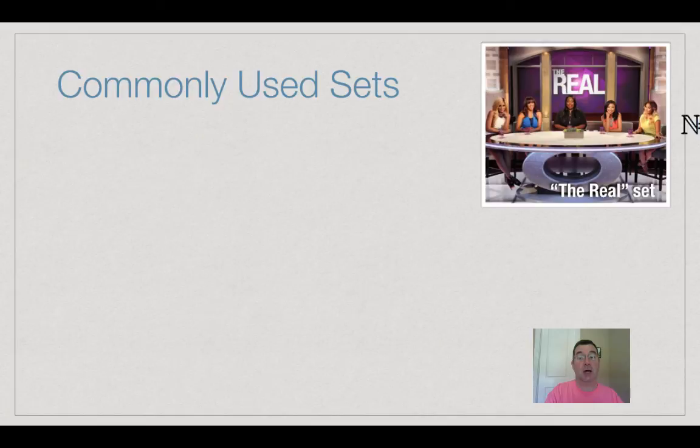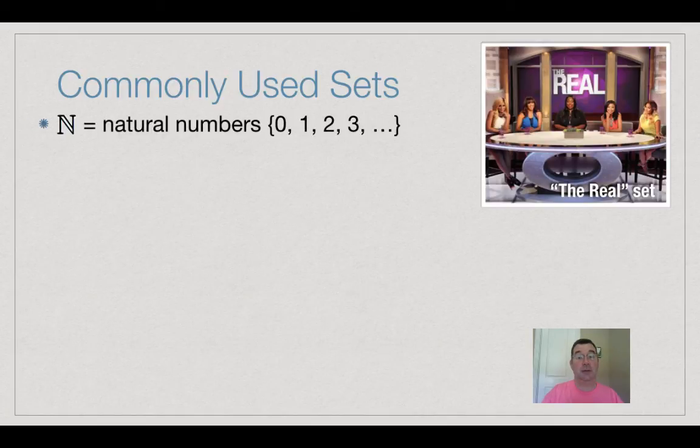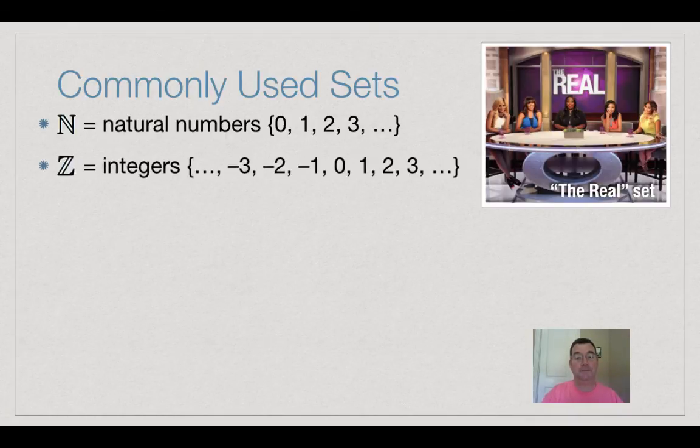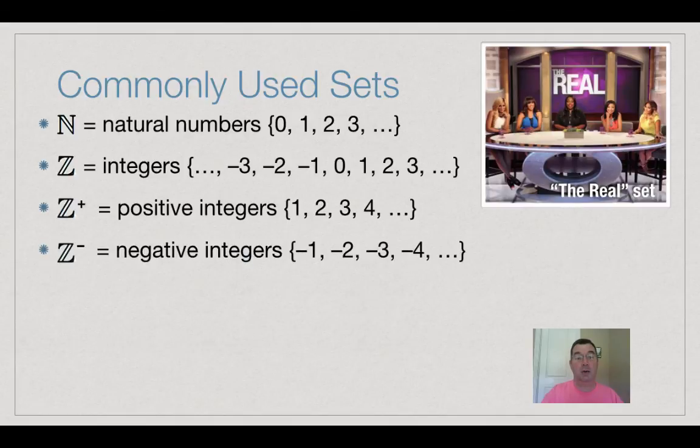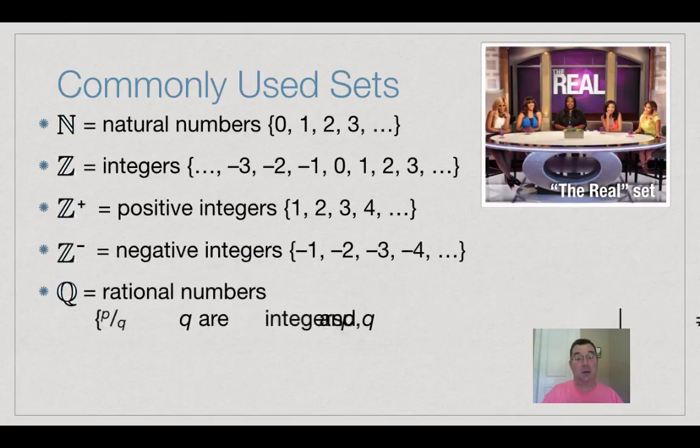Okay, there are some commonly used sets of numbers that we've already talked about in the very first unit of this course. There's natural numbers, 0, 1, 2, 3, and so on. Integers, which includes positive and negatives, but no decimals. We've got the positive integers, 1, 2, 3, and 4. We've got the negative integers, -1, -2, -3, -4, and so on.